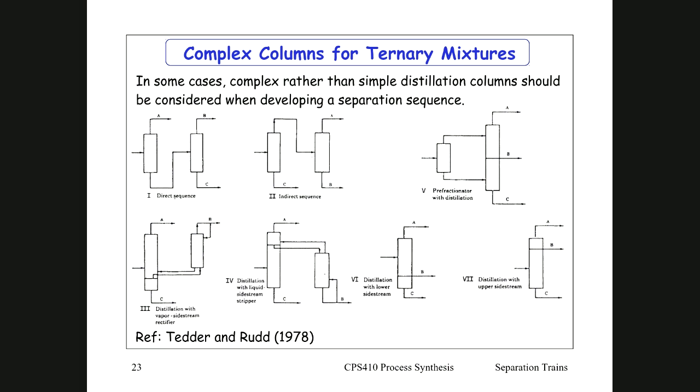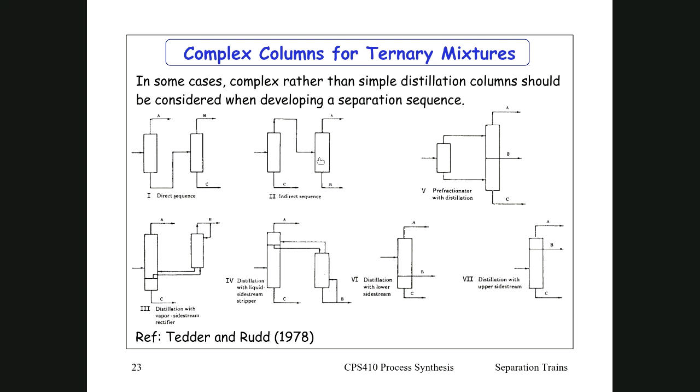When you've got a ternary mixture, it may be that you should use a complex set of distillation columns rather than simple distillation columns. So for simple distillation columns, an example here, a ternary mixture: you do the direct sequence, take off A and then B, and of course in that last one it's a binary separation, B and C. And the alternative is the indirect sequence, where you take off the heaviest component first, and then you've got your binary distillation after that.